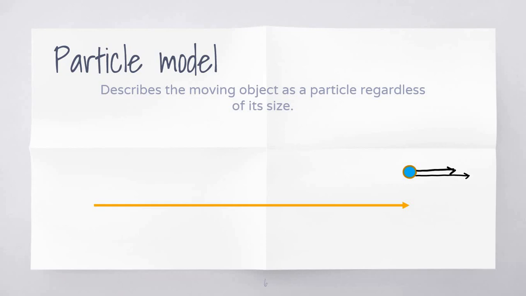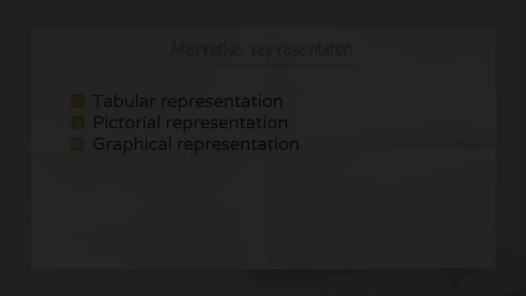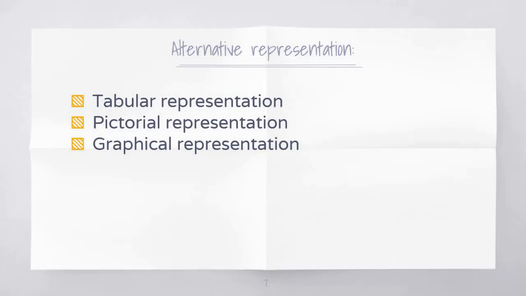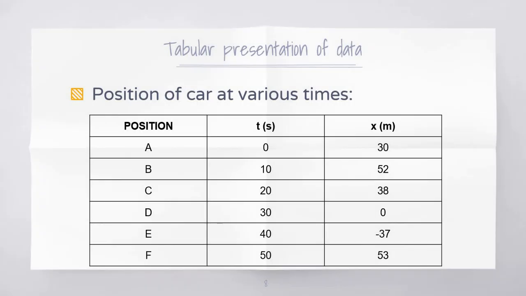Okay, so next, aside from the particle model, there are a lot of alternative representations of your data. All right, so you can use tabular, pictorial, or graphical presentation of your data. So let's start with tabular presentation of data. In a tabular presentation of data, the numbers are already exposed.